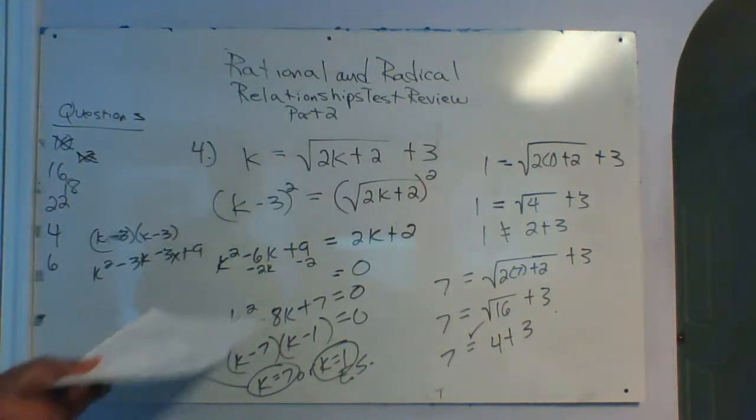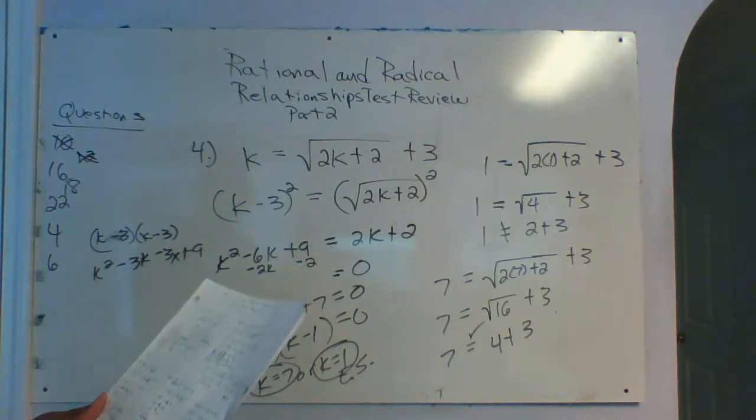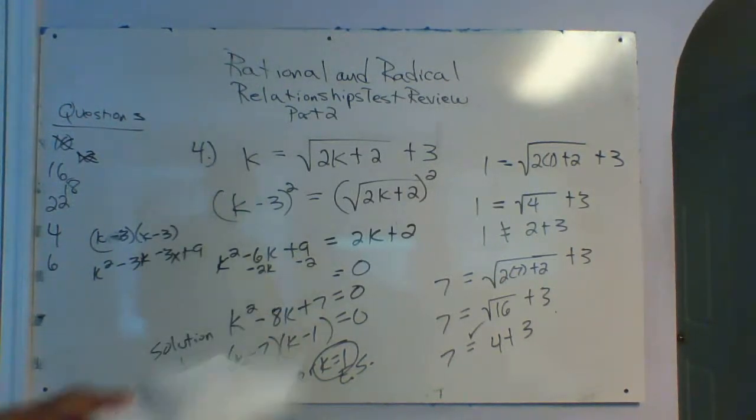And so 6 is basically the same way. With 6, you only have one solution. Because since we had to square this, we got 2 possible solutions. But with 6, when you work it out, just that one solution should work.